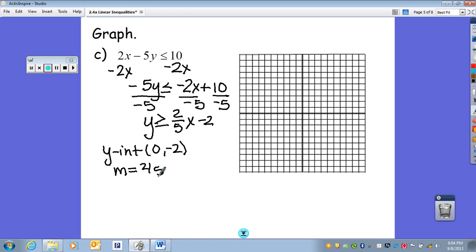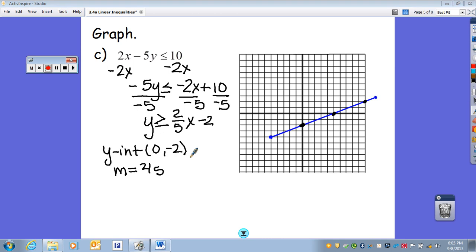I'm going to plot the point 0, negative 2, and then use my slope to find other points. So up 2 over 5, up 2 over 5. Then we need to put in our line. Let's take a look at our symbol. Our original symbol was less than or equal to, or when we solved it's greater than or equal to. But the equal to does mean that we need to have a solid line.